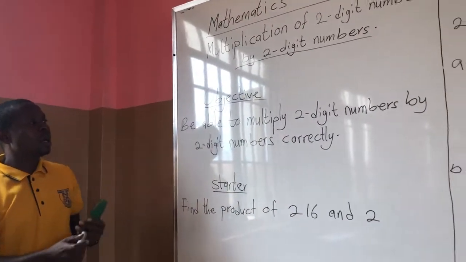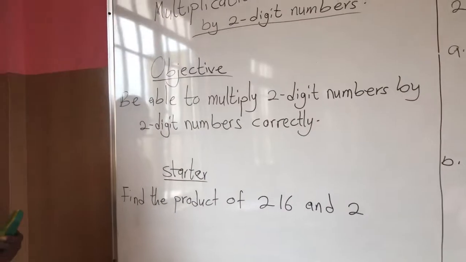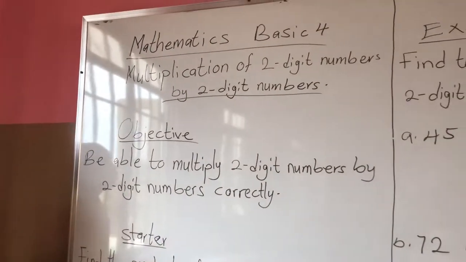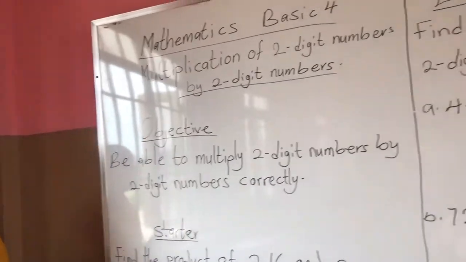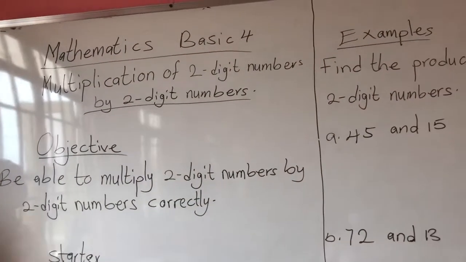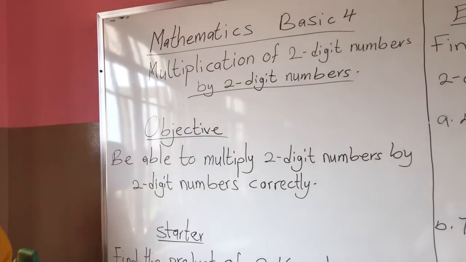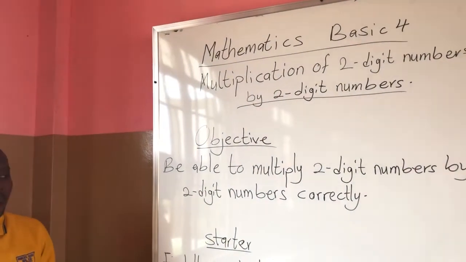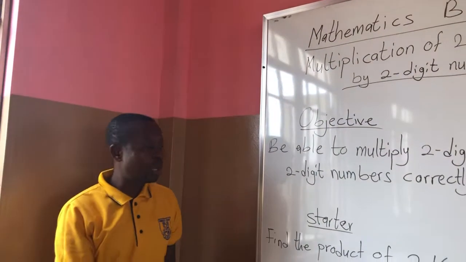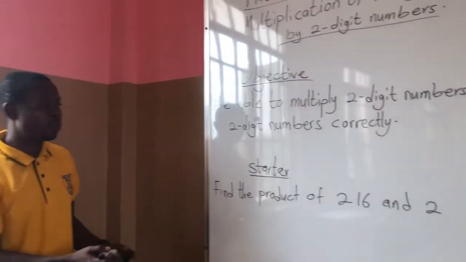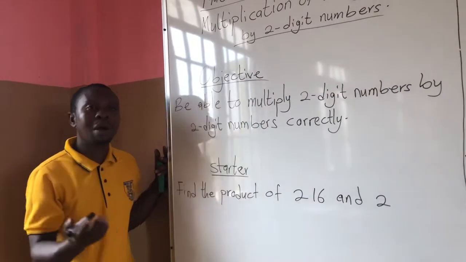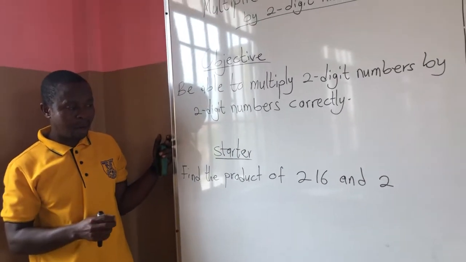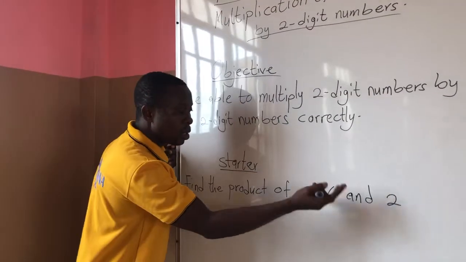Now let's look at the objective for today's lesson. At the end of today's lesson, we should be able to multiply 2-digit numbers by 2-digit numbers correctly. We should be able to multiply them and get the exact or the correct answer. Before we continue, let's look at some examples from the previous lesson, which was multiplication of 2 or 3-digit numbers by a 1-digit number.